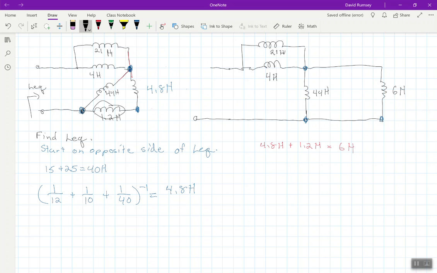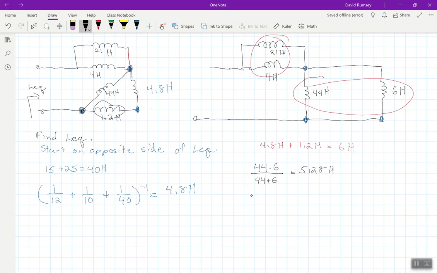And then we can clearly see here, and actually there's a couple things, I'm going to do two of them here. We can clearly see that these two inductors are in parallel, and that these two inductors are in parallel. So let's go ahead and do both combinations of those in parallel. So I'll do the 44 times 6 over 44 plus 6. Let me just punch it in my calculator real quickly. I get 5.28 henrys.